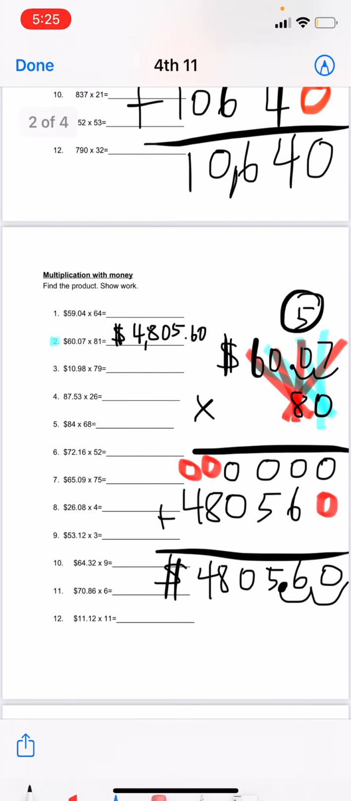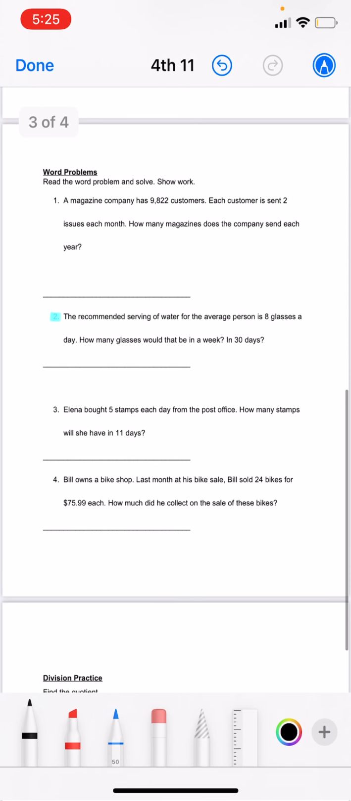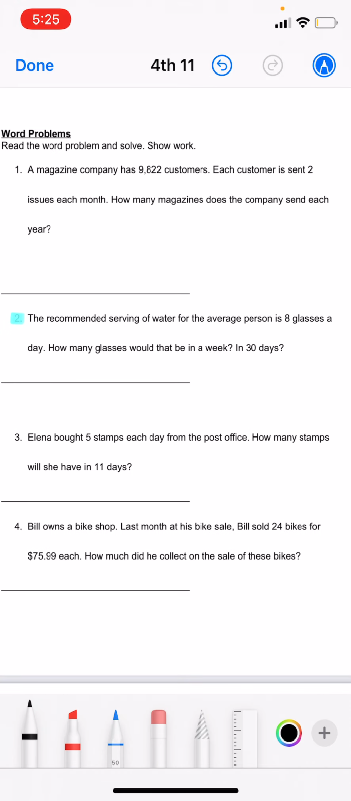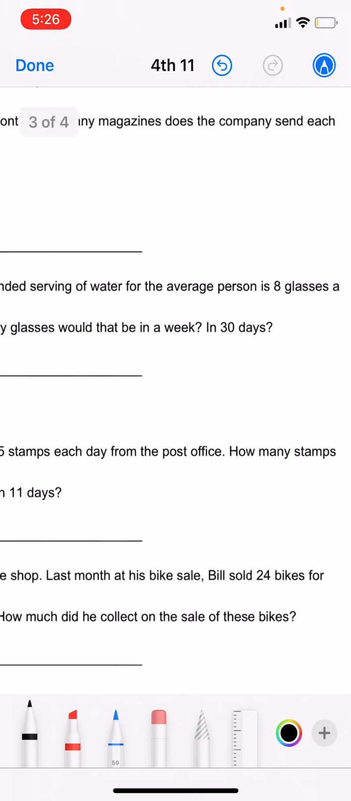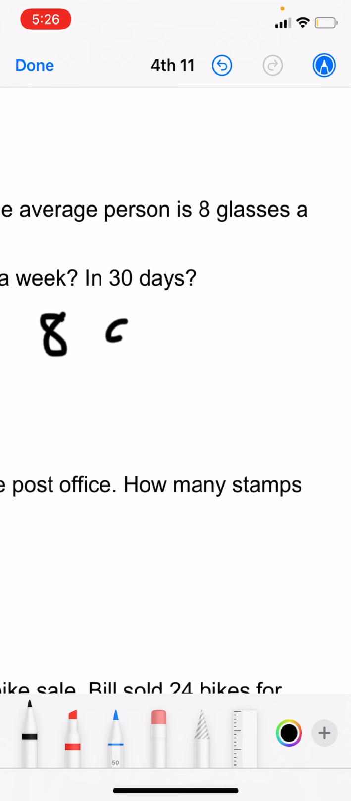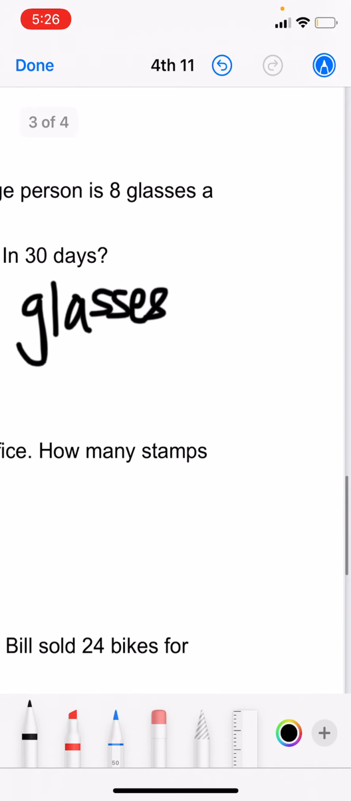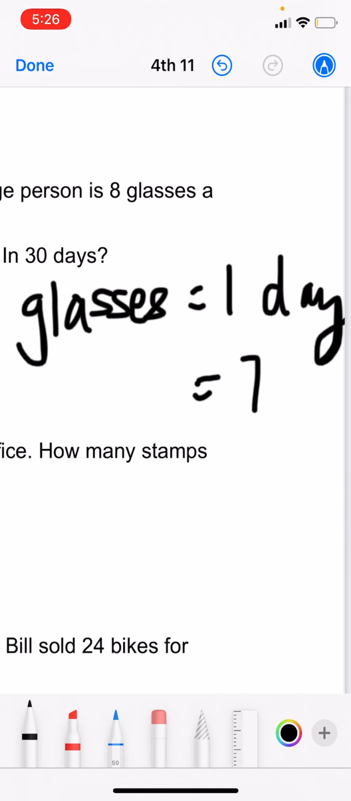Okay, let's move on to the next page. So now we're doing word problems. I'll be doing number 2. It says the recommended serving of water for the average person is 8 glasses a day. How many glasses would that be in a week and in 30 days? So we'll do 8 glasses is in 1 day. So in 7 days, how many glasses would that be?